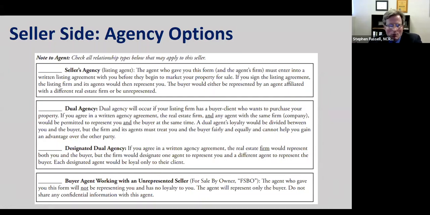And then, of course, you want to ask the seller to sign the form, which again simply means it shows that the seller received the form from you. I can't emphasize enough the importance of you reviewing this form and not simply sending it to the seller.